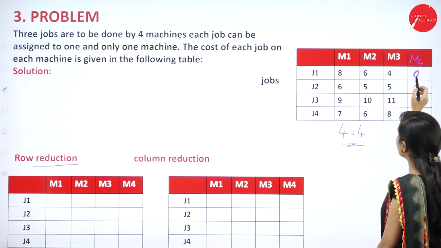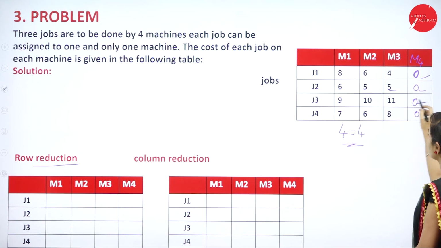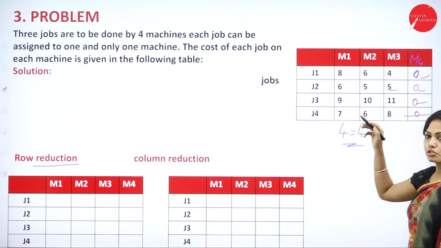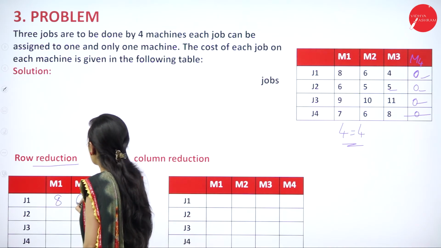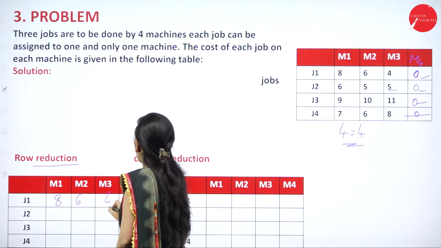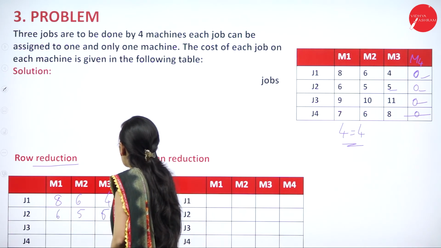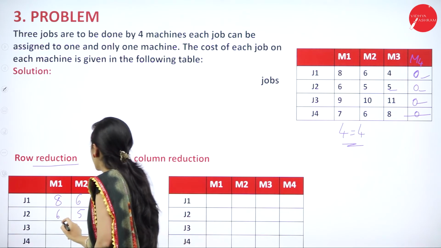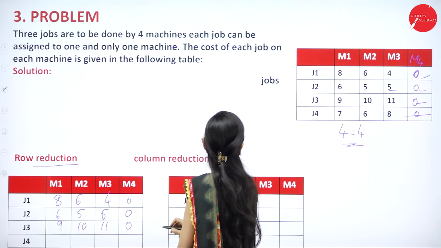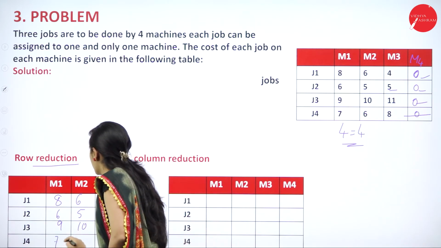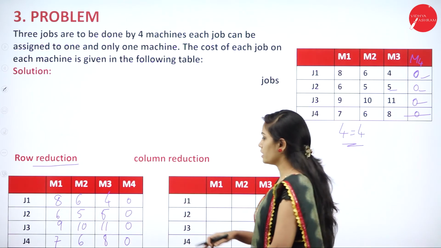In the first row, the least value is 0. Second row also 0. Third row also 0. Fourth row also 0. So all the values are the same. That is 8, 6, 4, 0, 6, 5, 5, 0 and 9, 10, 11, 0 and 7, 6, 8, 0. And now I will find the column reduction.